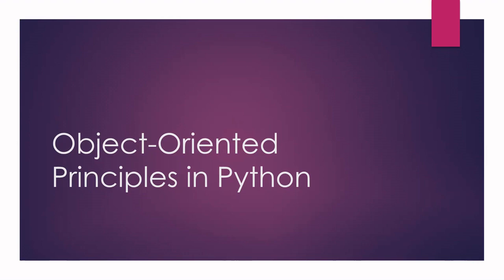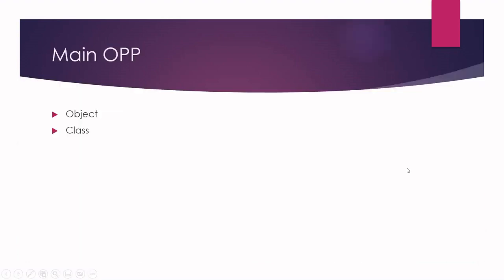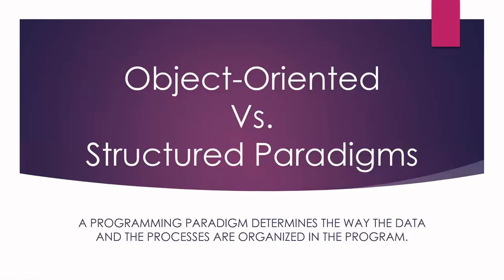We're going to look first at the difference between the structured paradigm and the object-oriented paradigm. When we talk about the object-oriented paradigm, the main components are the objects, and there is the concept of a class that is the template for the objects. Before we start talking about how we implement the object-oriented features, let's see the difference between the object-oriented versus the structured paradigm.